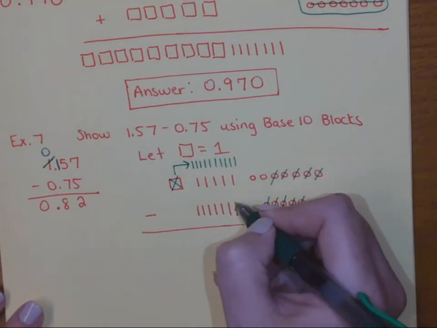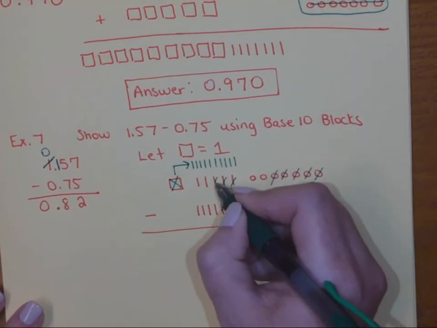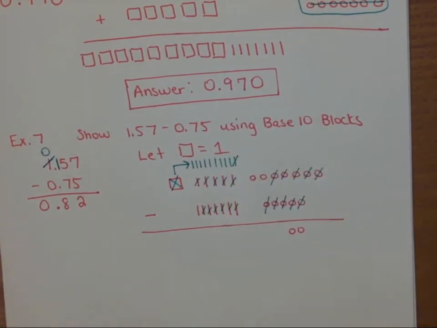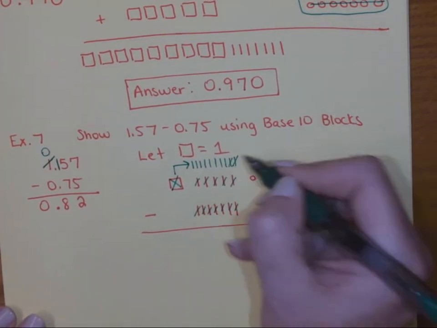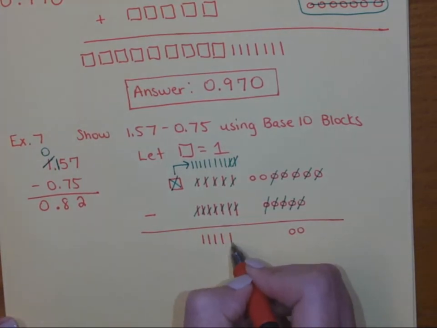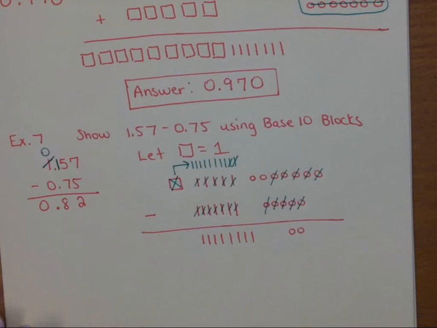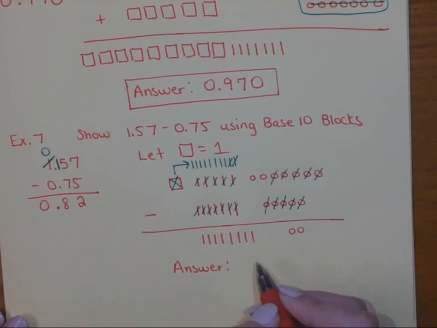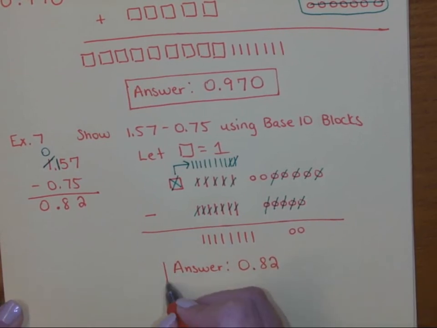And now again we can mark them off as we go. I forgot one, right? One more. So in the end we have 8. And notice we don't have any more flats, so we won't even show that at all. So we have 0 wholes, we have 8 tenths, we have 2 units.